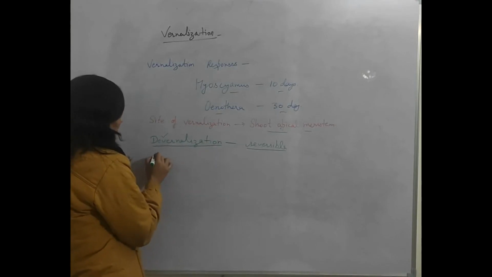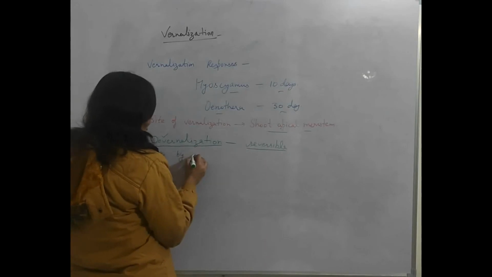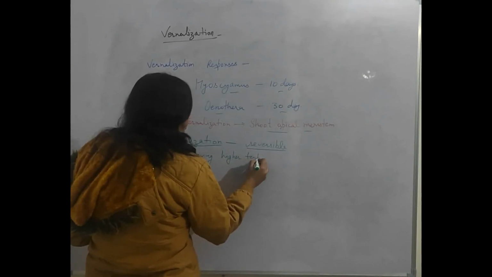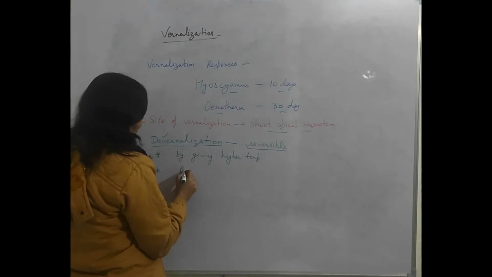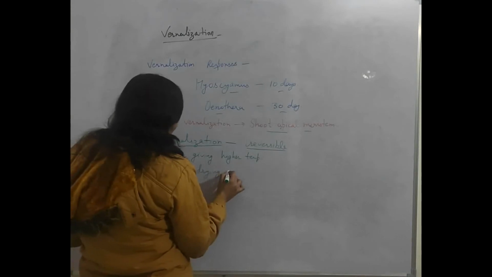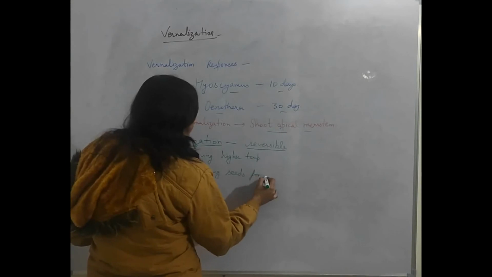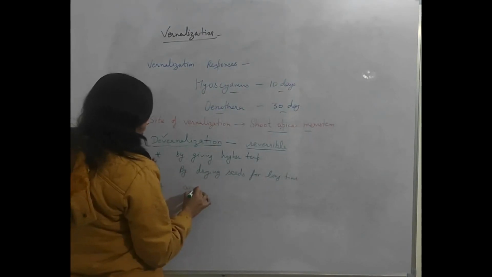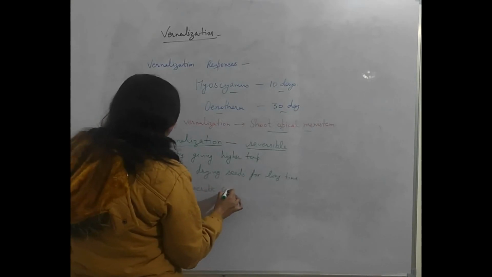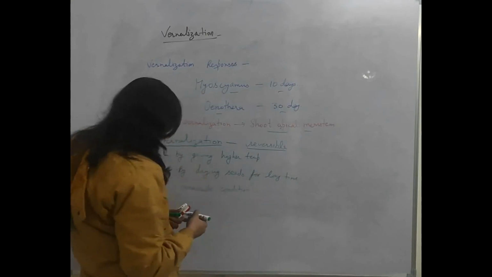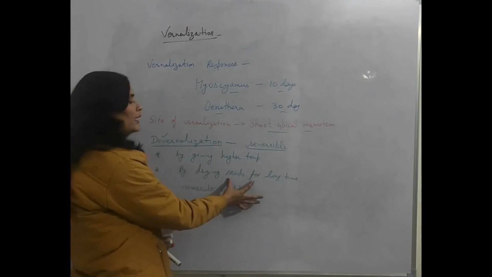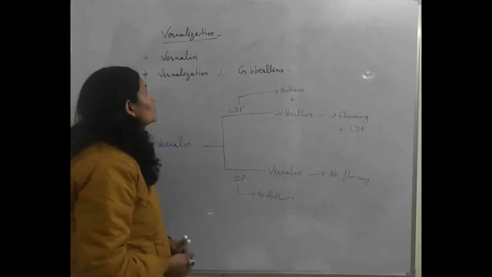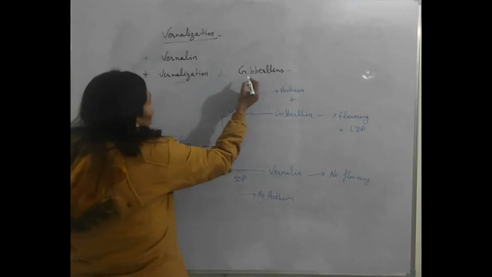Devernalization. The process of vernalization is reversible and can be cancelled, and this process is known as devernalization. How can we do devernalization? By giving higher temperature after giving low temperature, or by drying vernalized seeds for long time, or by providing anaerobic conditions, because for germination of seeds oxygen is required, water is required, and we are removing both these required conditions, so we can stop vernalization, and this process is devernalization.